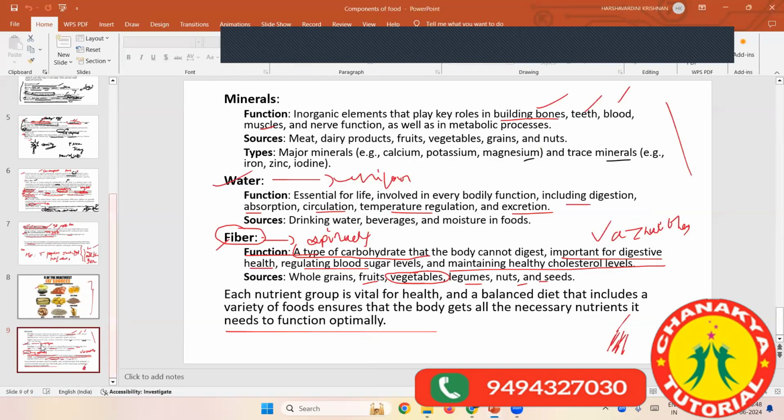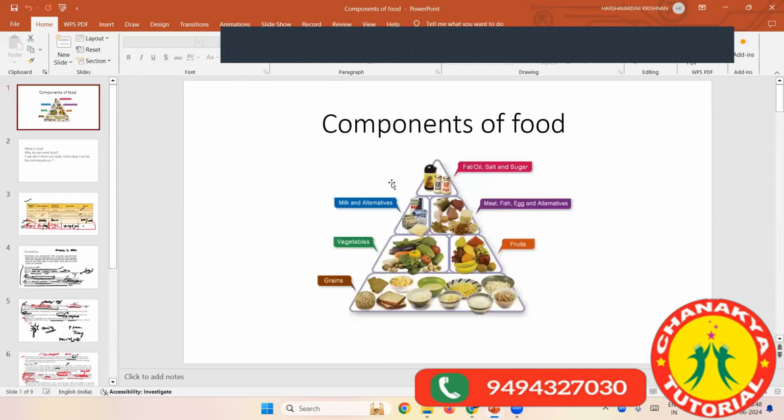Okay, so before we were in the components of food, right? So I hope till now everything is clear. Yes, ma'am.